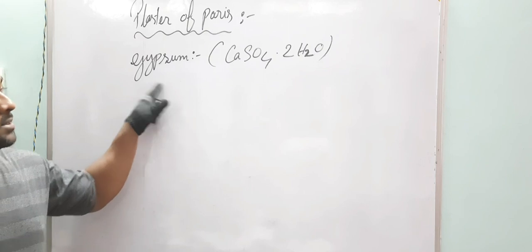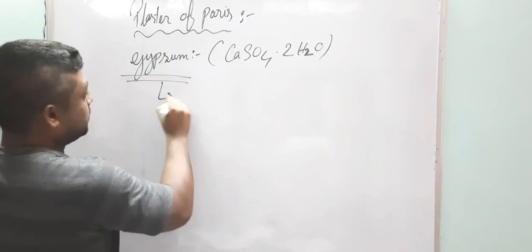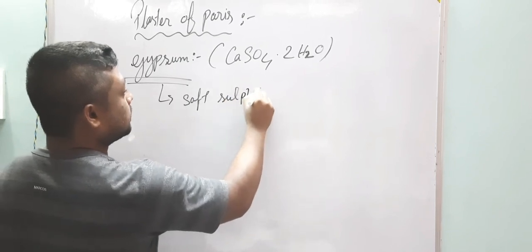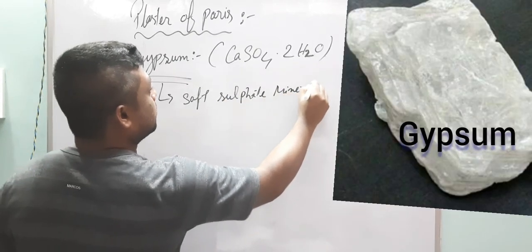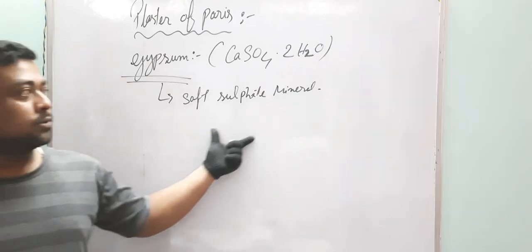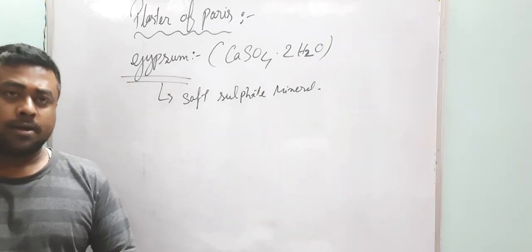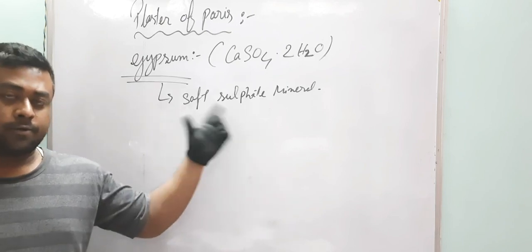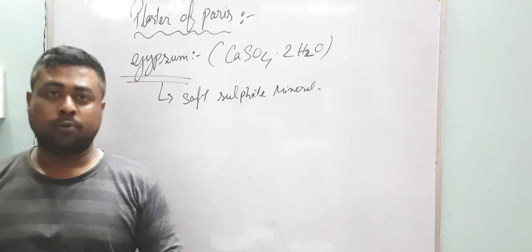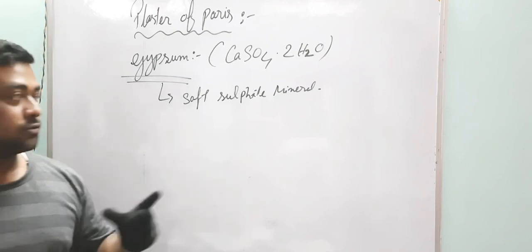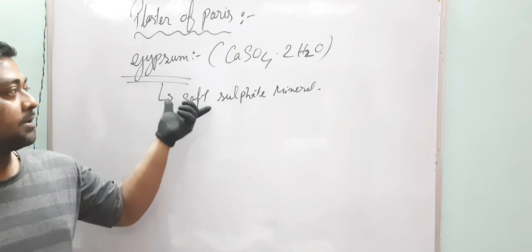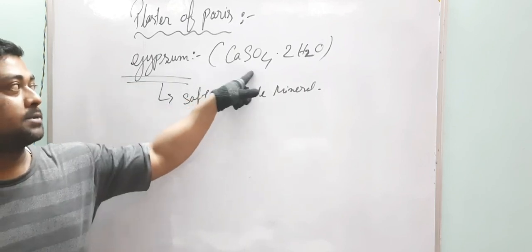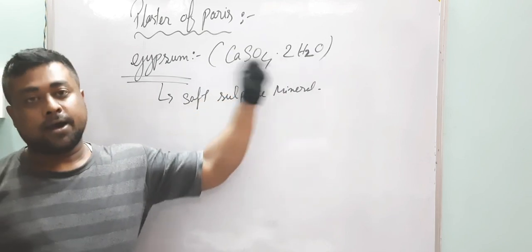Calcium sulfate dihydrate, this is gypsum. It is a soft sulfate mineral, and it is used for different purposes: for plaster, for fractured bones, and it is also the main component in the production of blackboard chalk. You have seen the blackboard chalk used in your school. These materials are prepared from this compound known as gypsum, and its chemical name is calcium sulfate dihydrate.